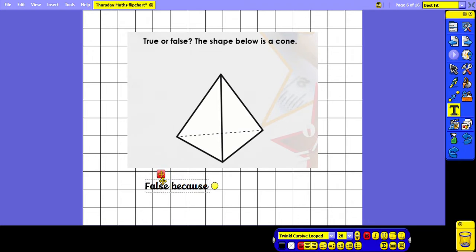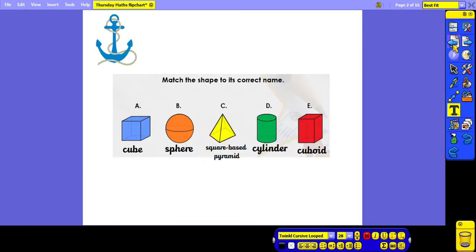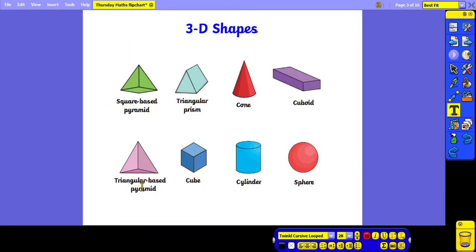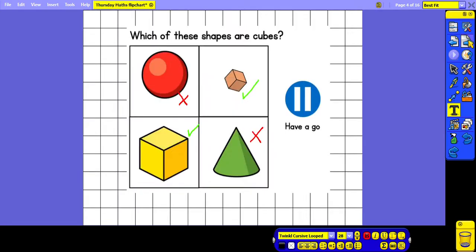And this shape is actually a triangular-based pyramid, because it's got a triangle base. So for our answer we can write: it is false because this shape is a triangular-based pyramid. If you are struggling to remember any of the names of these shapes, you can go back to the second slide and use that to remind you. You don't have to remember them all at this time.